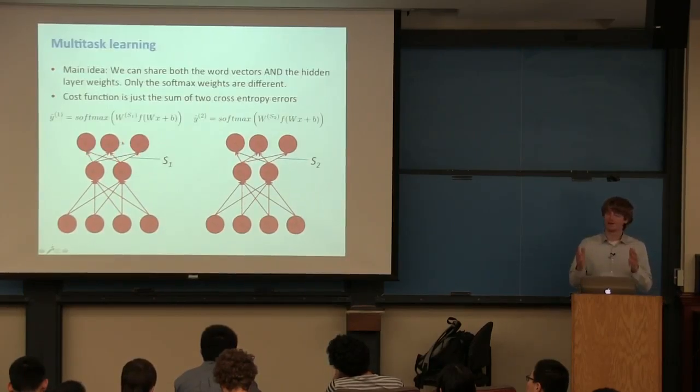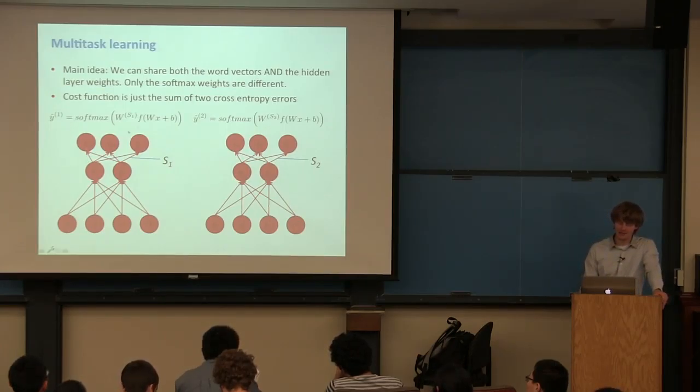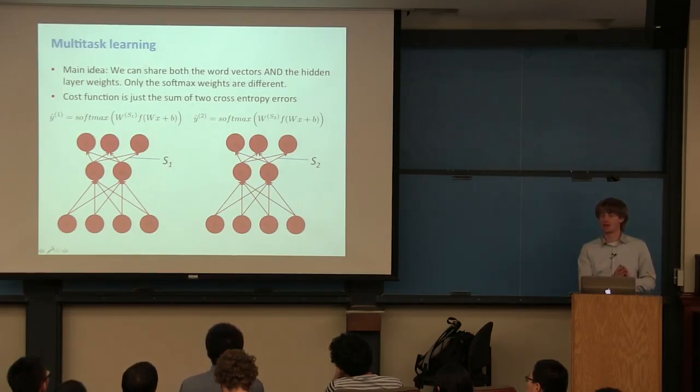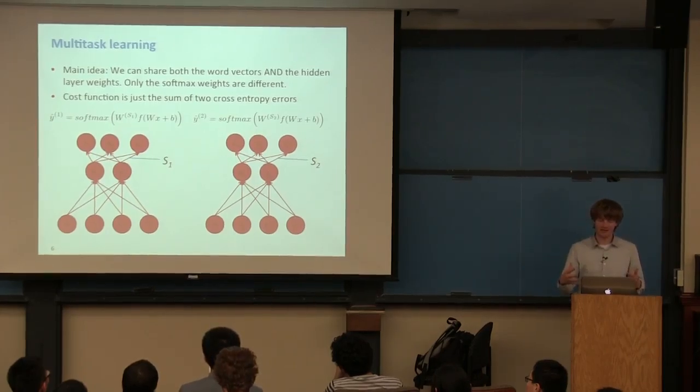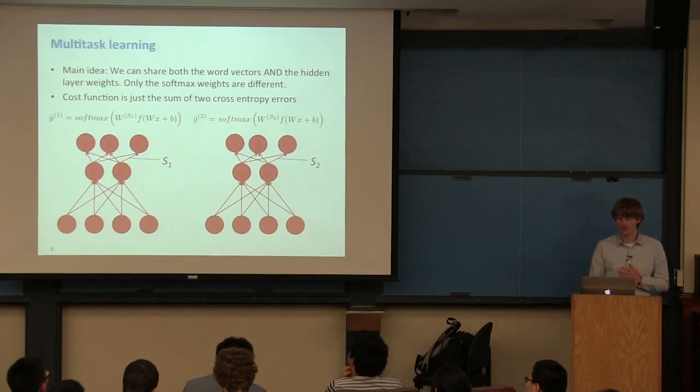The main idea of multitask learning now, and this is a general idea, but I'll illustrate it here with this kind of model, is that we can not just share the word vectors, but also the hidden layer weights across multiple different tasks. And if those tasks are actually related, it might help and improve performance to do that. So in this case, only the softmax weights are different. Everything else is shared between different tasks.